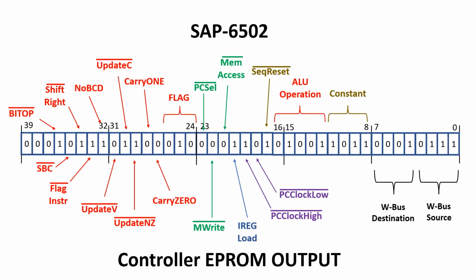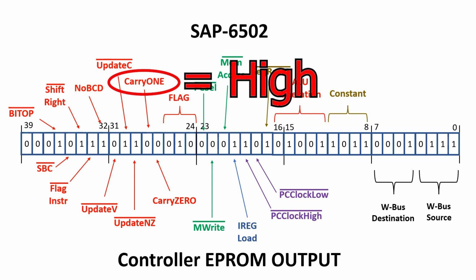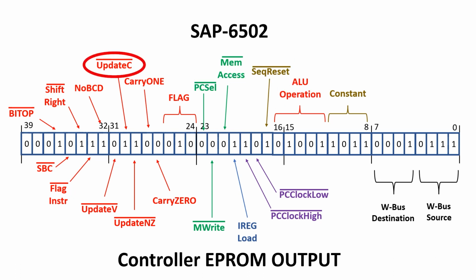The control word uses both active high and active low signals, so I tend to use the words assert and deassert to describe what's happening. For example, if carry 1 is asserted, it means the signal's high. But if update C with a bar over it is asserted, it means the signal's low. Unfortunately, this is just something you've got to get used to in digital logic.